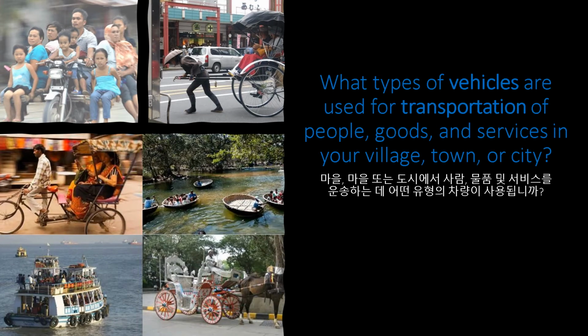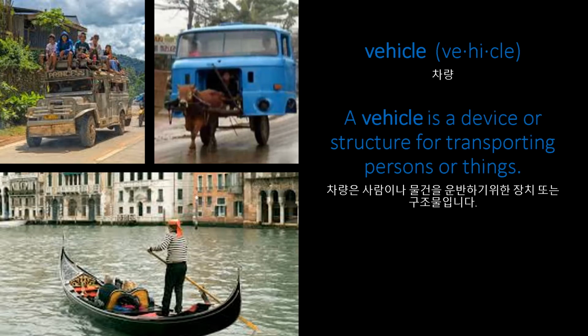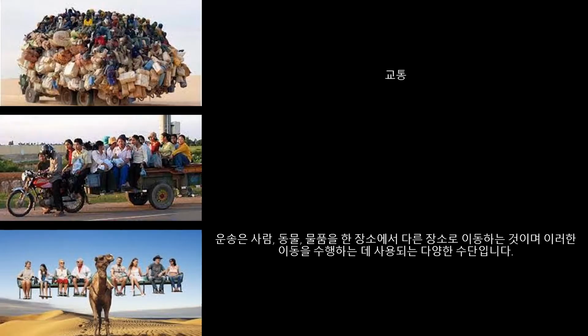What types of vehicles are used for transportation of people, goods, and services in your village, town, or city? Vehicle. A vehicle is a device or structure for transporting persons or things.